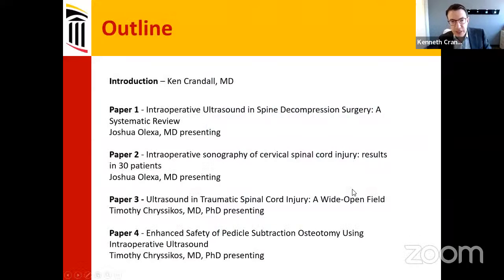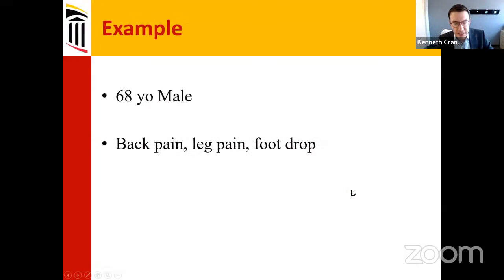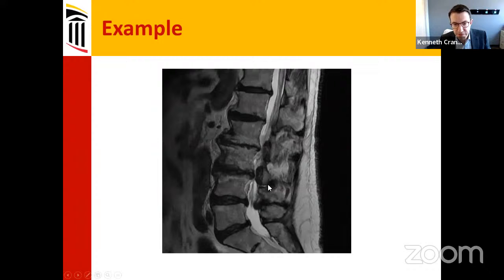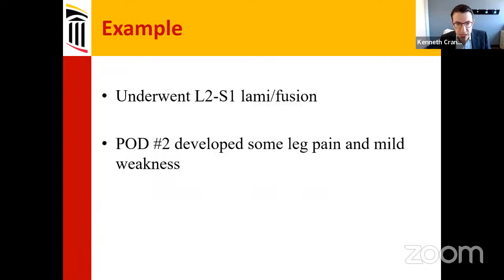So this was the case. The initial case itself is not that important. It was a guy who had back pain, leg pain, neurogenic claudication, and foot drop, and he had pretty severe multi-level lumbar stenosis. Also had some fairly significant foraminal stenosis at L5-S1. So we did an L2-S1 decompression and fusion, and on post-op day 2, he developed some very severe bilateral leg pain, and his legs were a little bit weaker.